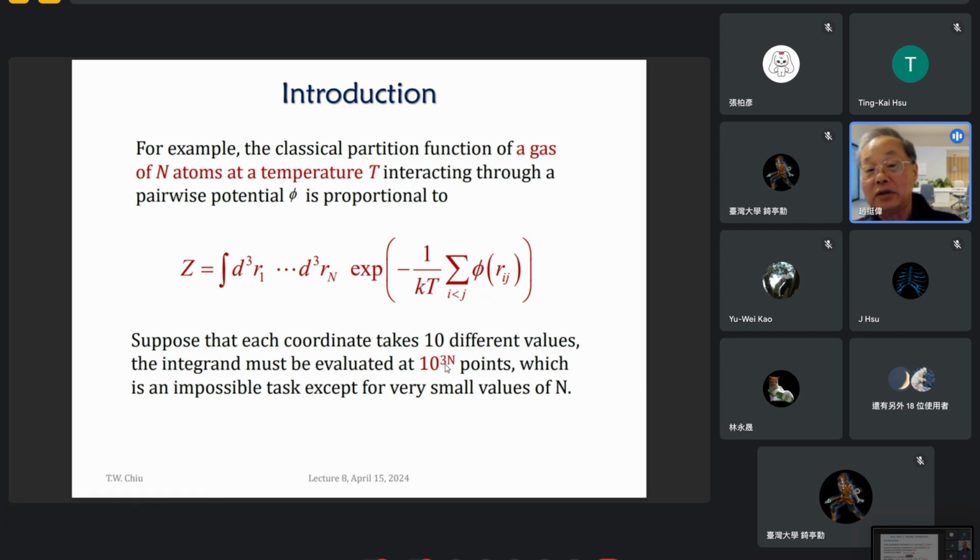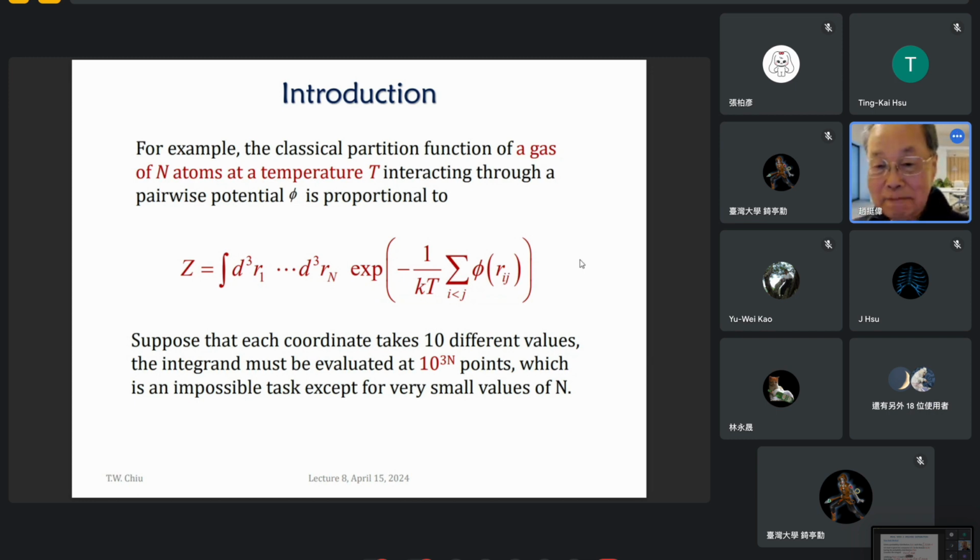You have to evaluate this probability at 1 million points. So it's still manageable. But if n is 10, then it is 10 to the 30, and it's impossible to do. It takes too long, no matter what kind of supercomputer you have. It cannot be done.